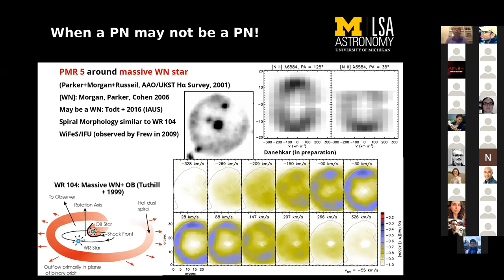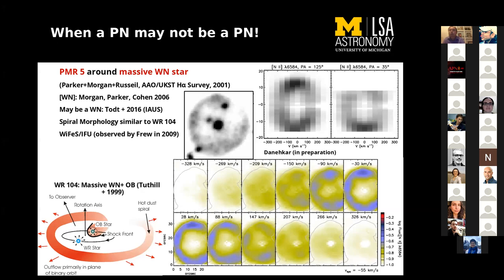VR104, which has similar morphology. This is my last slide. In VR104 we have a binary of an OB star and a Wolf-Rayet star, and this made the shell. So this object PMR5 could also be a massive planetary nebula, similarly also a binary planetary nebula. And here I show this.